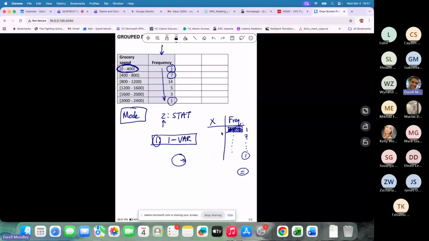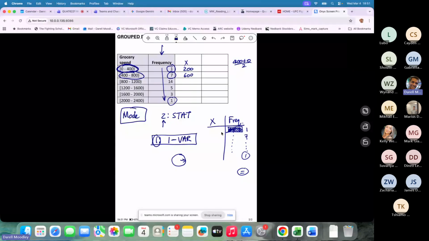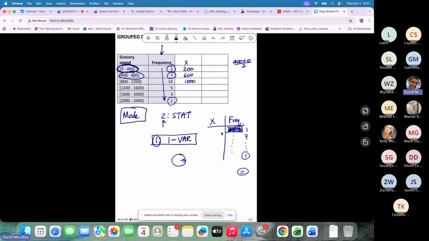And that's 200. The halfway point between 0 and 400 is simply found by taking 400, the maximum value, plus the smallest value, divided by 2. And that's 200. That's your X value. For the next range, the halfway point is 600. Then it's 1,000. Then the halfway point for the next one is 1,400. Then 1,800. And lastly, 2,200.